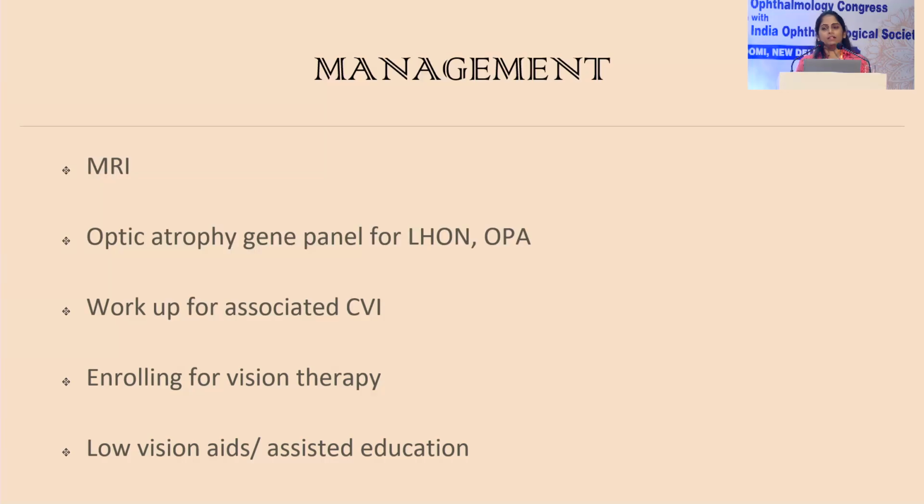So the management starts with a thorough history, maternal history, birth history, and then of course if there's a family history, do a gene panel workup for optic atrophy, heritable disorders. Most of the children with optic atrophy can have an associated cortical visual impairment. So addressing this condition is very important in a child. So you have to enroll the child in vision therapy, and also help them with their education with low vision aids and also assisted education.